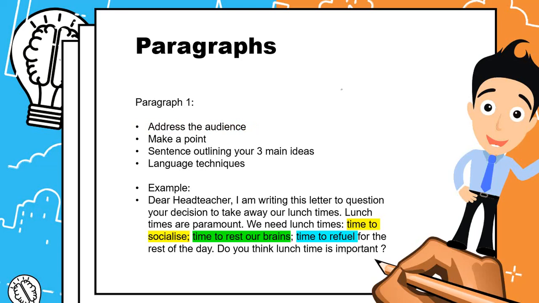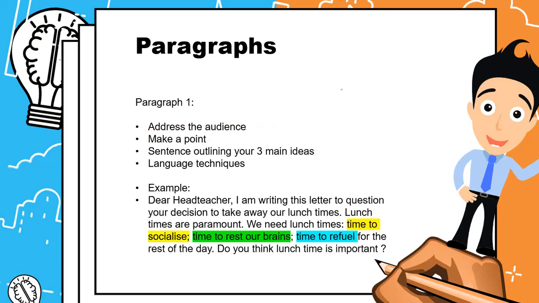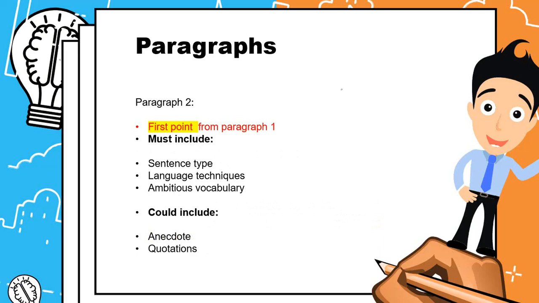Then we move on to paragraph 2. Now paragraph 2 is our first point from paragraph 1. So the first point was the yellow, time to socialise. So in this paragraph it's going to be all about time to socialise and why that's important. Again, it's a paragraph, so we must include sentence type, language technique, ambitious vocabulary. Now we could include some other features as well, and I've named 2 below. An anecdote and a quotation.